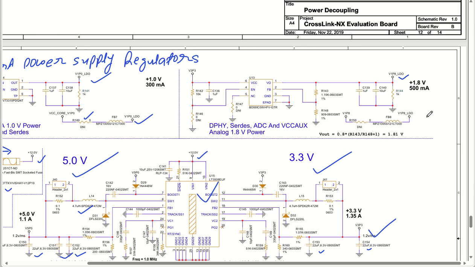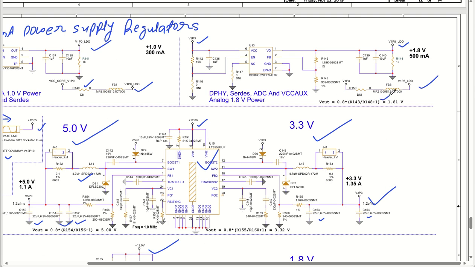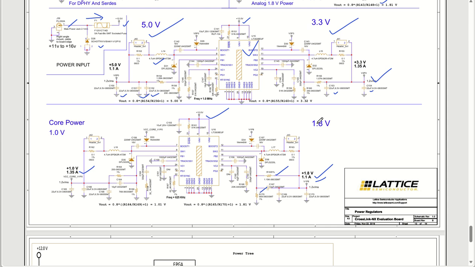Similar to that, 1.8 volt is also being generated for the ADC's application and all, which can be generated from this 3.3 volt with this regulator. Otherwise, the 1.8 volt which we generated from these two ICs, this one and this one, can also be used directly here after a ferrite bead. So this was all about the power supply regulators here.